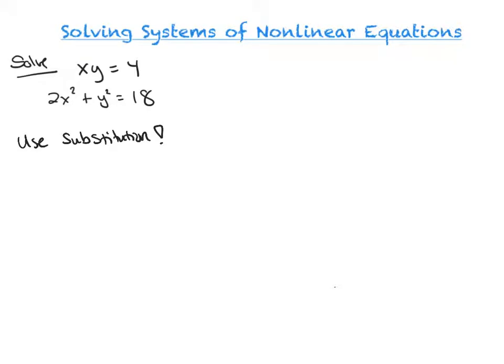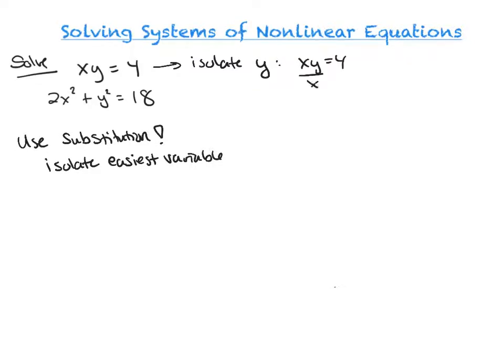Okay, if you remember using substitution, you pick either equation that you want to and you isolate the easiest looking variable. So I'm going to pick the top equation because it looks easier to isolate an x or a y than the bottom equation. And I'm going to randomly choose to isolate the y. So if xy equals 4, we would divide both sides by x. So we would have y equals 4 divided by x.